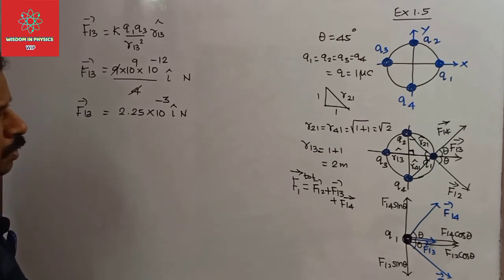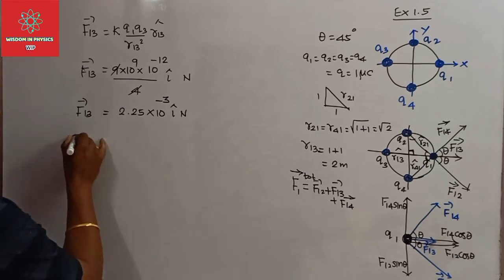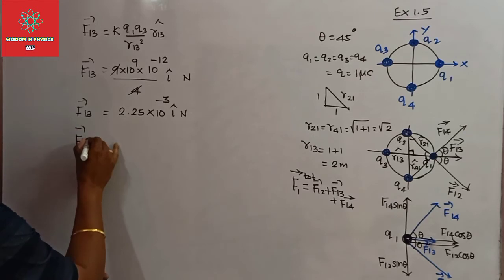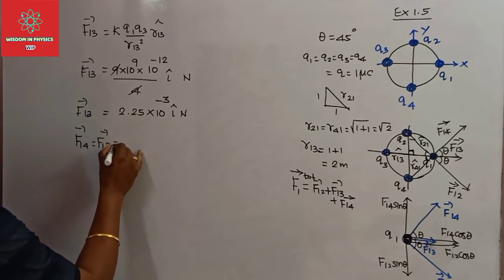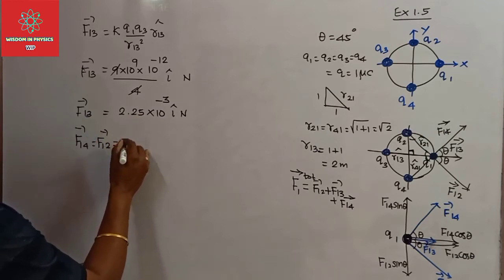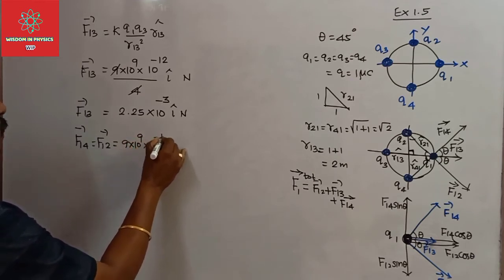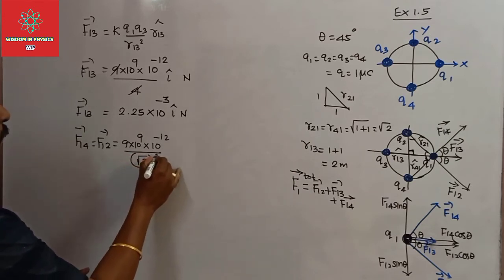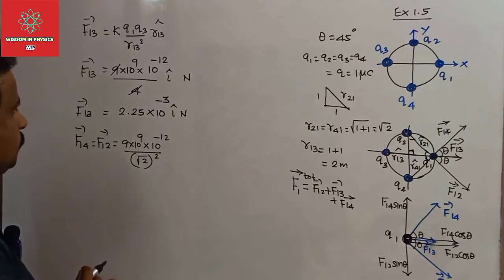Then let's go to F14 vector as well as F12 vector. Am I right? So the both values, F14 vector and F12 vector, are equivalent. Both are equal to 9 into 10 power 9 into 10 power minus 12 divided by what is the distance? Root 2 the whole square, right? The direction we have to calculate, right?